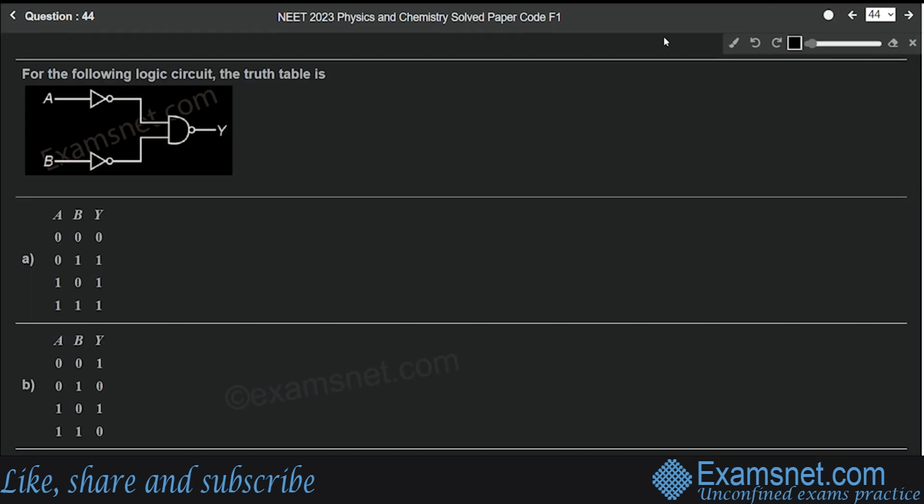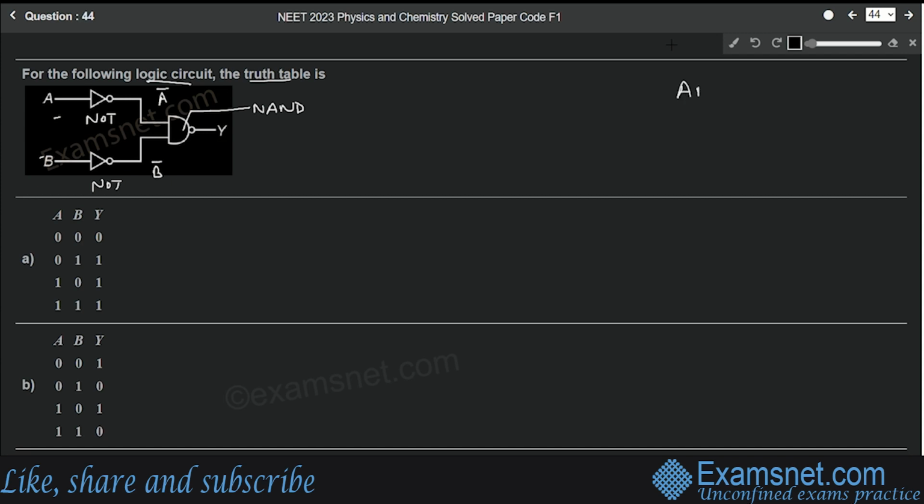Question number 44 is from the chapter Semiconductor Electronics, and the question is, for the following logic circuit, the truth table is. Okay. So A and B are the inputs here. Both are passing individually from the NOT gates. Okay. NOT gates. So after passing through the NOT gate, A will become A bar and B will also become B bar. Okay. Now these are the inputs for this NAND gate. Okay. This is NAND gate. So the inputs are A bar and B bar.